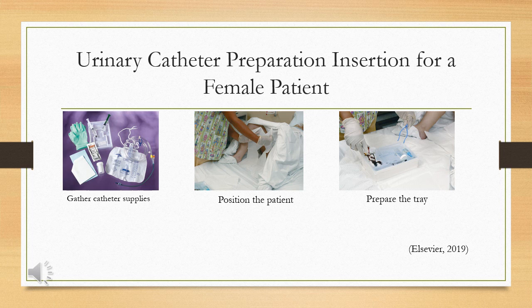For the preparation for a female patient and for inserting a urinary catheter, you'll go ahead and gather supplies just as before. You'll position the patient in a Sims position with their legs in a relaxed position, or they can also be side lying.